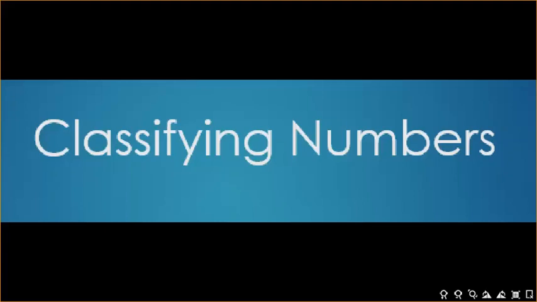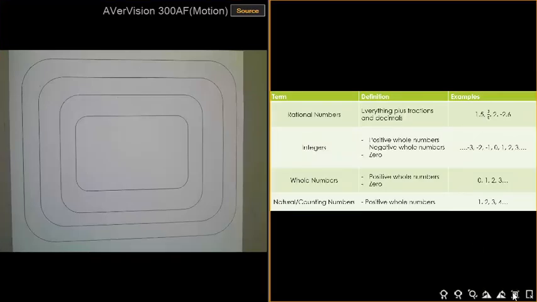Okay guys, today we're going to be learning about classifying numbers. Now classifying numbers, you do have 4 different types that we're going to be discussing. We have rational numbers, integers, whole numbers, natural numbers, which are also known as counting numbers. We're going to take a closer look by looking at this chart that we have here.